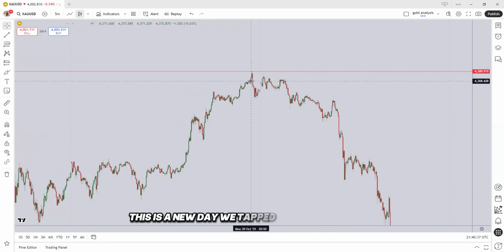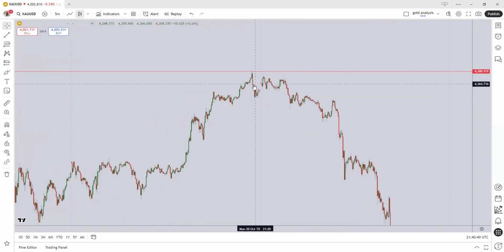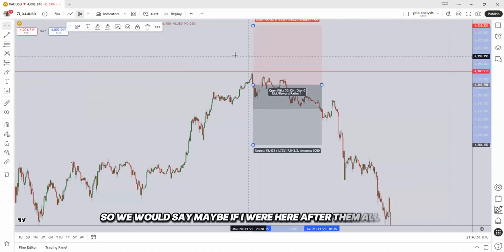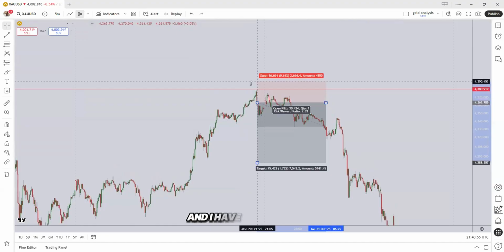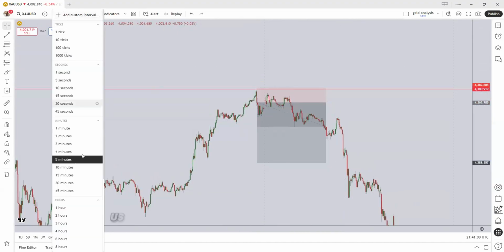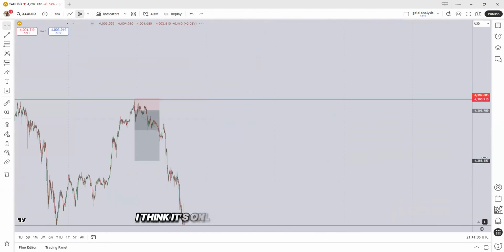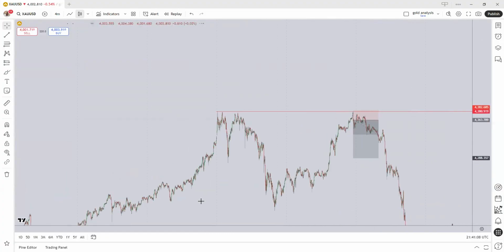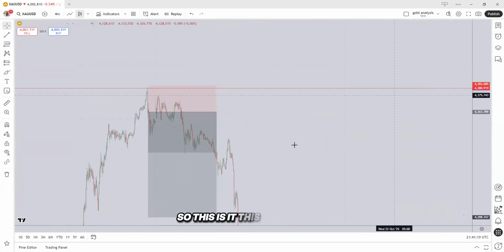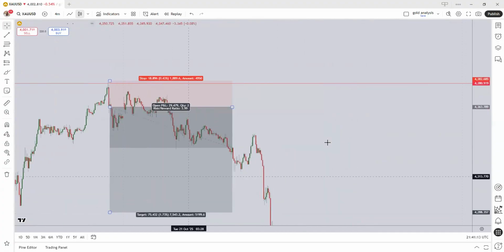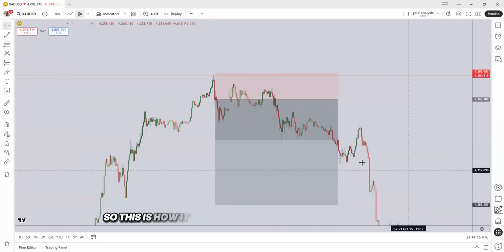We tapped back inside and we started selling. If we had to wait to get on the trade, you could place yourself here after the candle and have a stop at this. I think there's a time frame that gave us about 100 pips the other time. Let's check it. I think it was 4 minutes. Yeah, 4 minutes. Oh, it's the same. All right. So this is how it works.